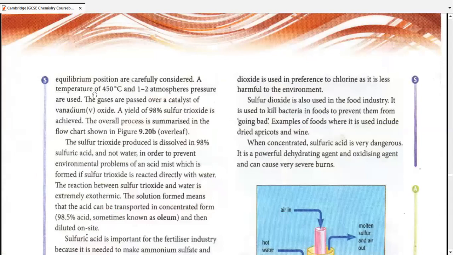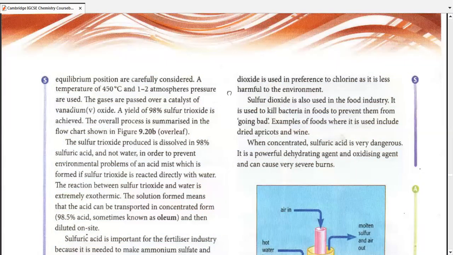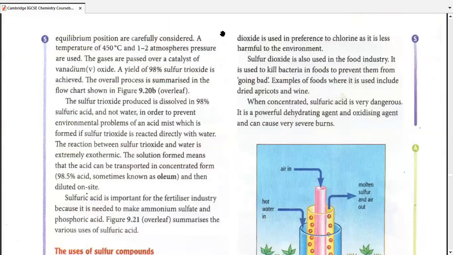The reaction was reversible, hence an equilibrium position was carefully considered. There was a law, a rule, which we used to call Le Chatelier's principle, and we used that rule to explain how the equilibrium of contact process can be converted into a profitable process by producing more and more products from the reactants as much as possible. So what we do is that we go with a certain set of conditions to make sure that we convert maximum amount of reactants into products.